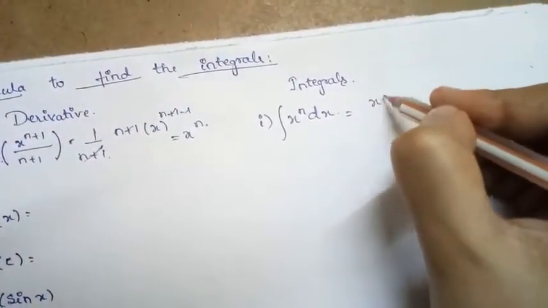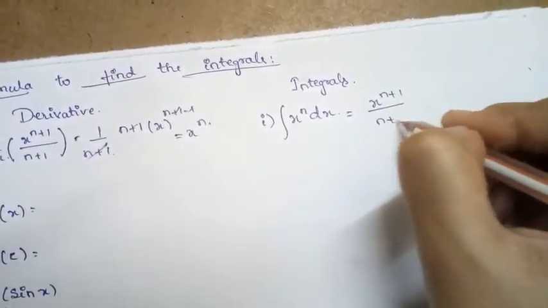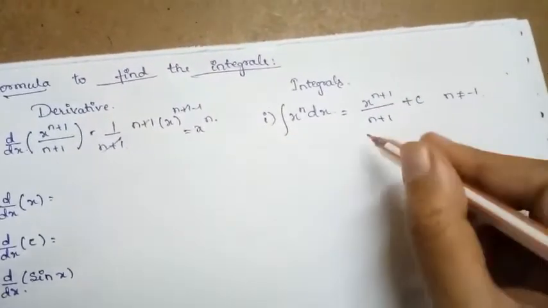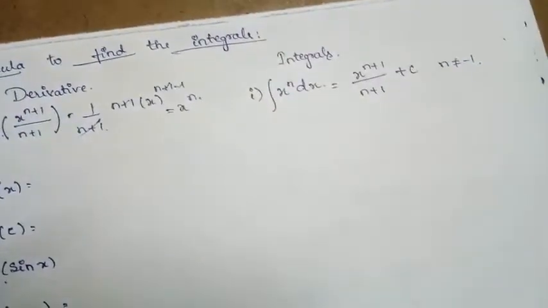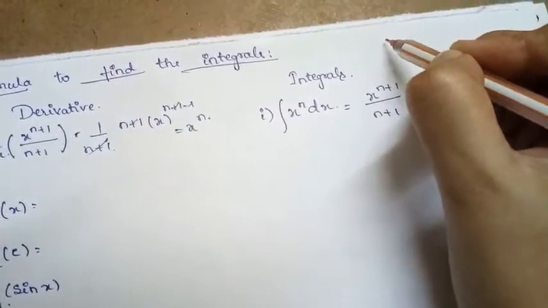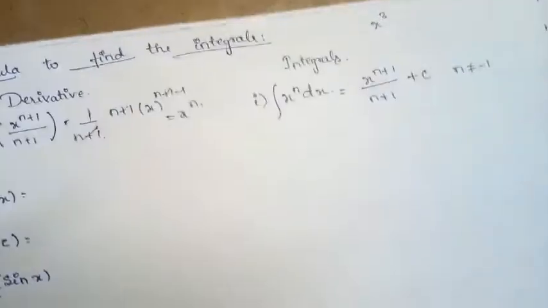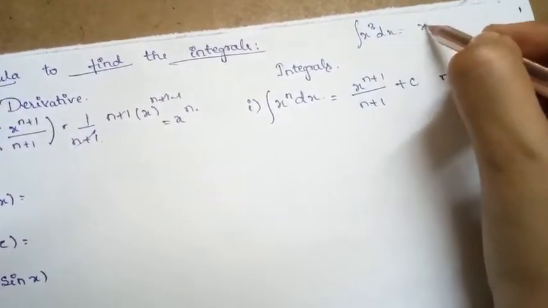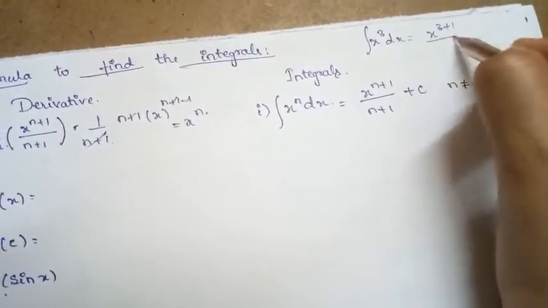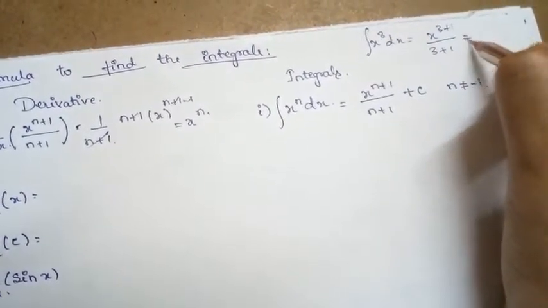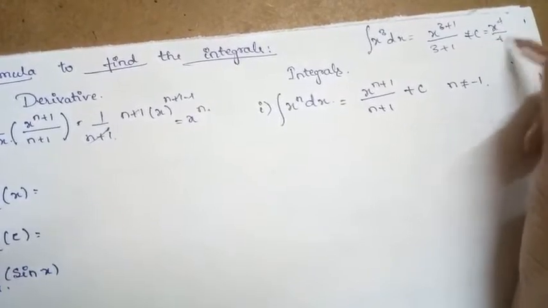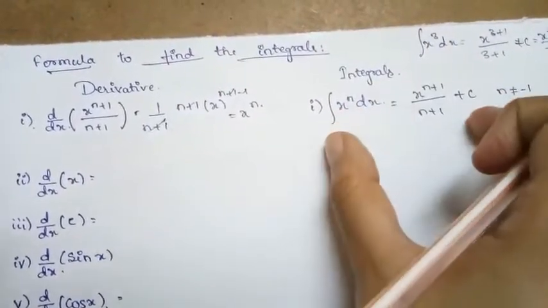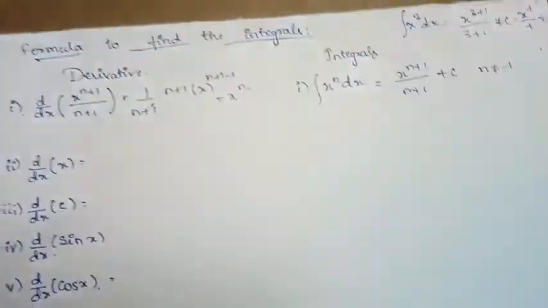dx? The integral is x to the power n plus 1 divided by n plus 1 plus c, where n is not equal to minus 1. When n is equal to minus 1, this becomes undefined. Suppose they have asked to find the integral of x cube dx. It is nothing but x to the power 3 plus 1 divided by 3 plus 1 plus c, which is equal to x to the power 4 divided by 4 plus c. So this is how we find the integral of x to the power n dx.